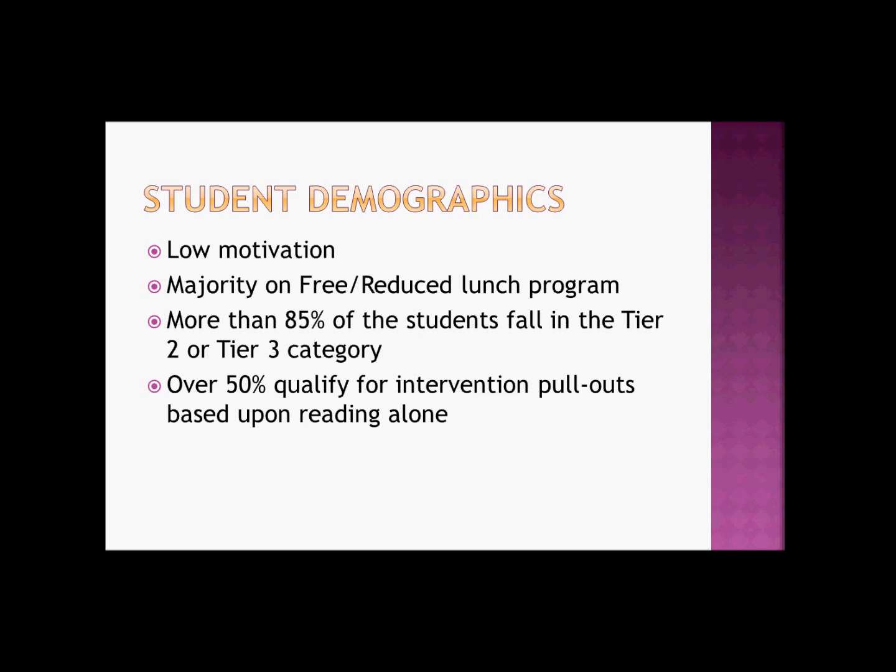Now, within my Chemistry 11 course, more than 85% of my students fall within either the tier 2 or tier 3 category, and of those, over 50% of those students qualify for intervention pullouts based upon their reading abilities alone.